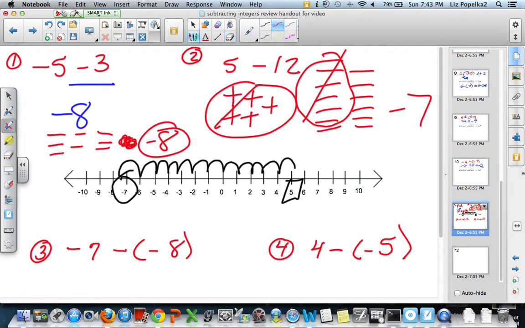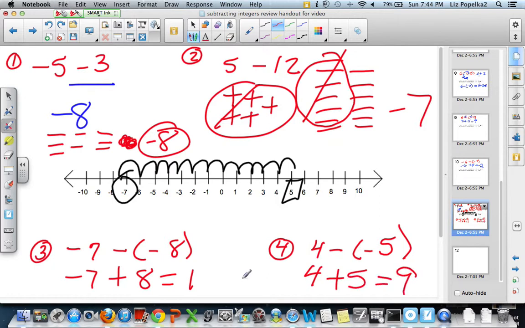For number 3, we're going to rewrite this problem. When you subtract that negative 8, what you're technically doing is adding an 8 because you're taking away that negative. So a negative 7 put together with a positive 8 means you'll have a positive 1 left over by the time that 7 cancels that 8. Then we're going to rewrite this one. 4 minus a negative 5 is the same thing as 4 plus 5, which gives you a positive 9.